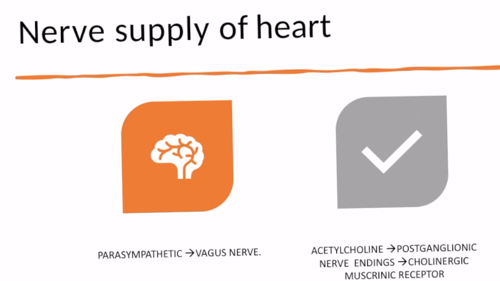The vagus nerve, which is parasympathetic in nature, supplies mainly the SA and AV nodes and atrial muscle. The vagal stimulation reduces the rate at which the impulses are produced, decreasing the rate and force of the heartbeat. So, you should know that the parasympathetic nerve supply of the heart consists of the vagus nerve.